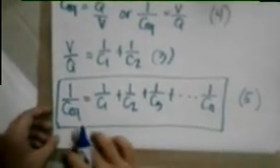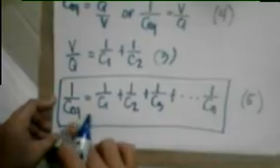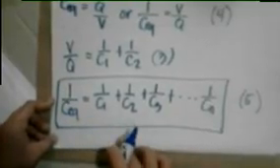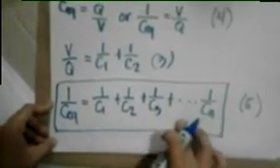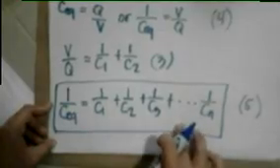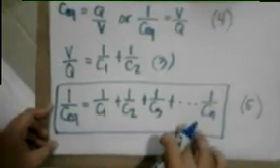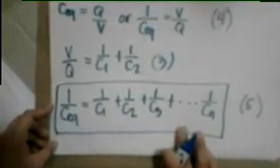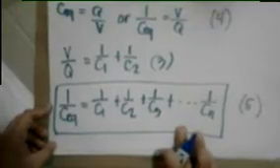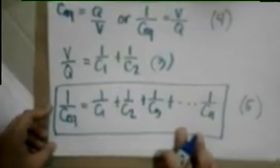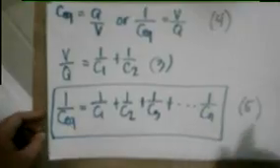Now, for capacitance in series, the reciprocal of the equivalent capacitance of a series combination equals the sum of the reciprocals of the individual capacitances. Remember also that in series, the equivalent capacitance is less than the individual capacitances.